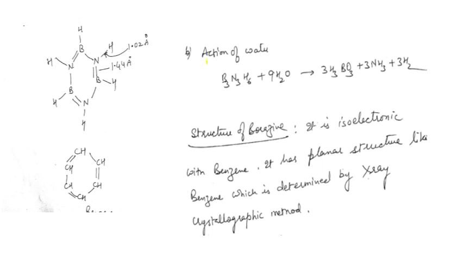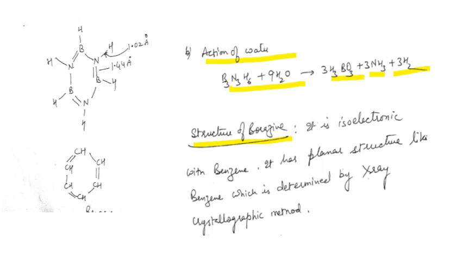Now the next property is the action of water. If we react water with borazine, it forms boric acid, and ammonia and hydrogen are released. So it reacts with the water to form boric acid, ammonia, and hydrogen. And now you can see the structure of borazine.